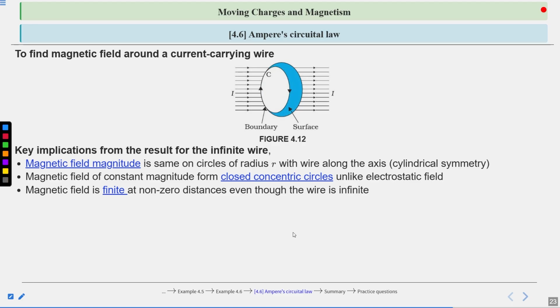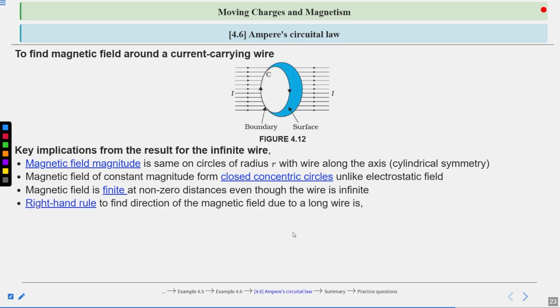Magnetic field is finite at non-zero distance even though the wire is infinite. We have taken the infinite wire, but the magnetic field at any point at non-zero distance is finite. Magnetic field is not infinite.